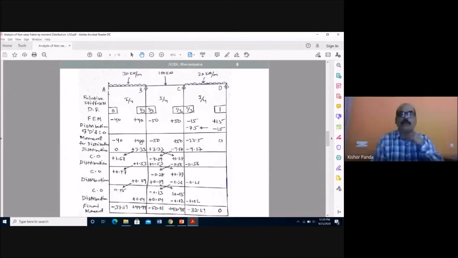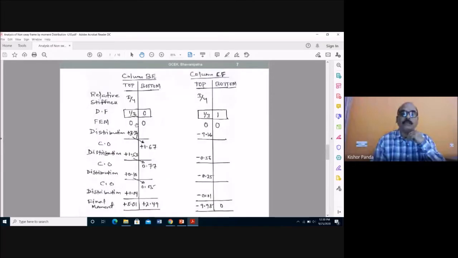Then you go to this column: 40 plus 3.33 plus 1.53 plus 0.09 plus 0.04, 44.99. And here also, because the summation should come 0. But here you see at joint B, how many members meet? BA, BC, and BF. So this is your 44.99, this is your 50.01, and this is the addition of the top member 5.01.